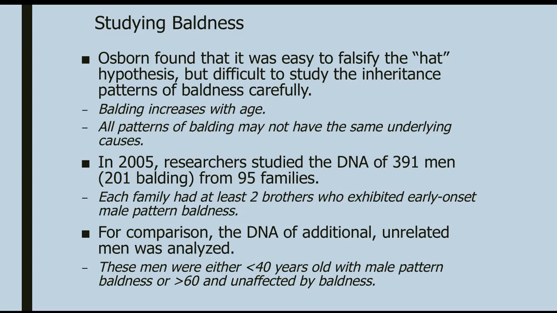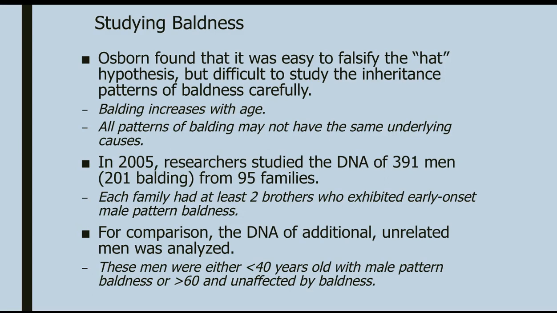So even though it was back in 1916 that this was first hypothesized, it wasn't until 2005, that's this century, almost 90 years after it was originally proposed to be studied, that we actually figured out a good way to determine how male pattern baldness is inherited. So they took the DNA from 391 men. 201 of them were balding, and they came from 95 families.